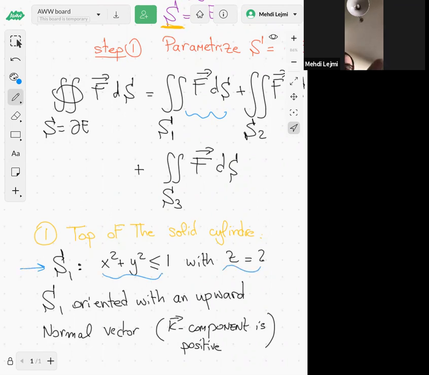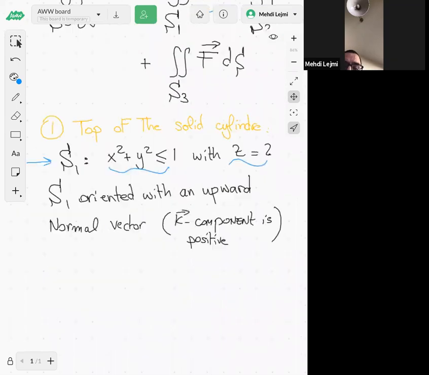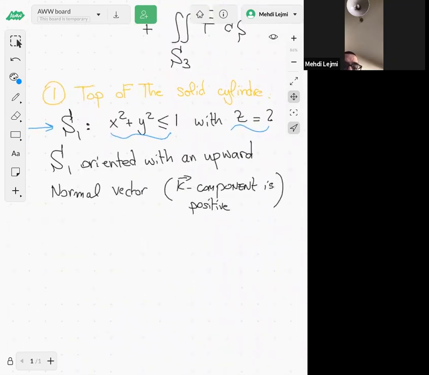So it's an interior of a circle, so we can use the polar coordinates, and the last component is z equal to 2. So I'm going to parameterize this, phi 1 of u v. We're going to use polar coordinates, so instead of u v, I'm going to use r and theta. So x squared plus y squared less or equal to 1. So x, let's say, is r cosine theta. y is r sine theta.